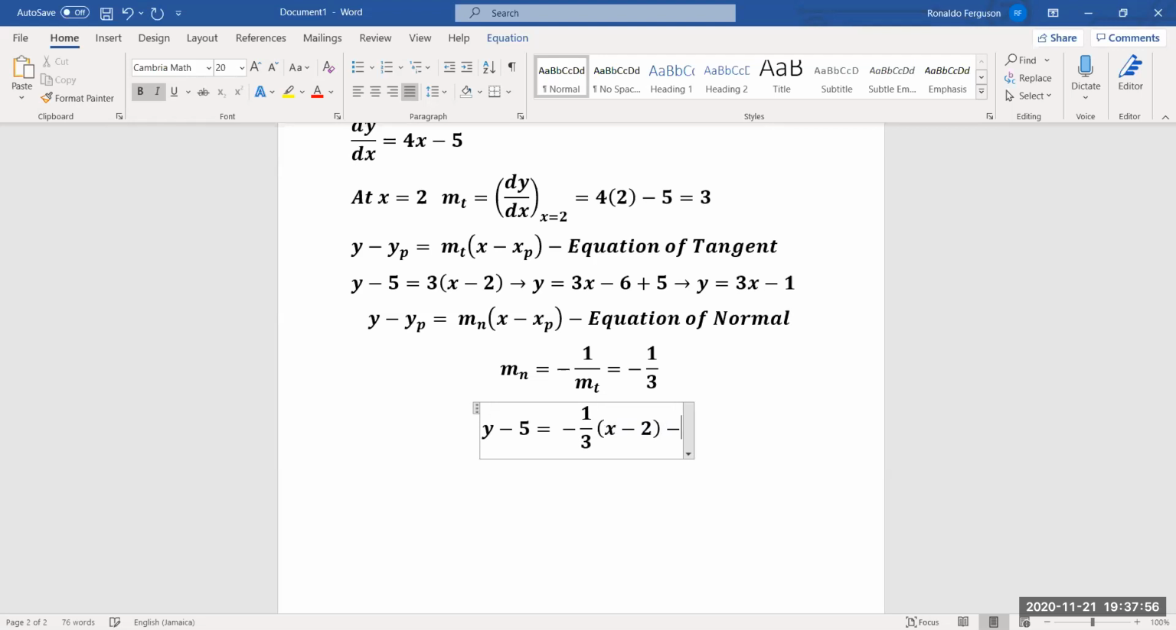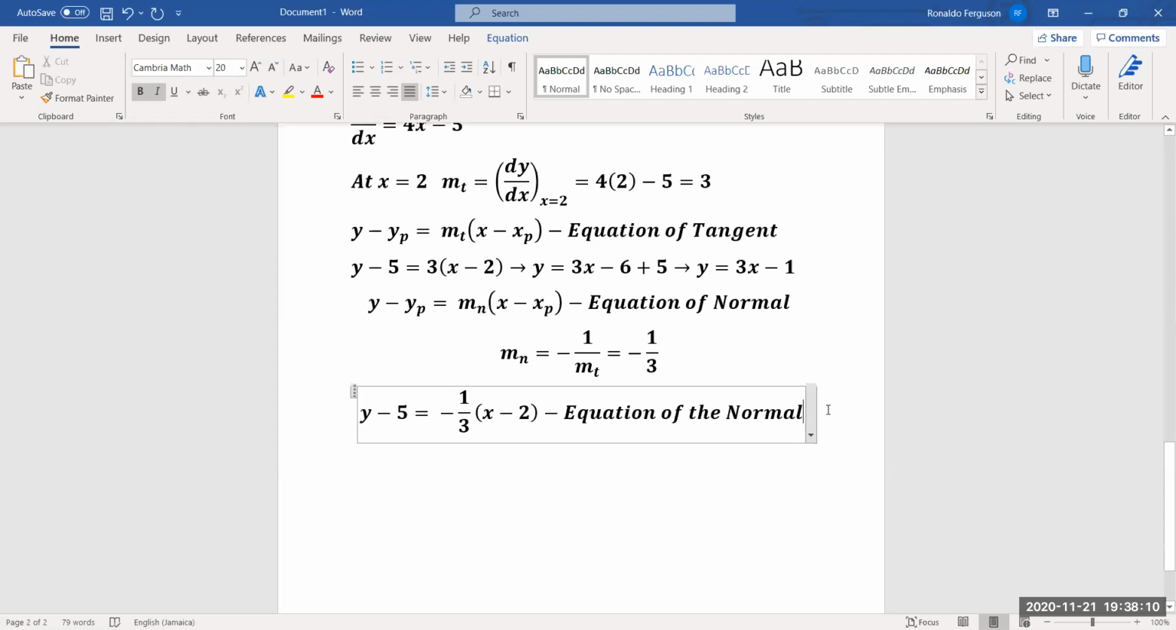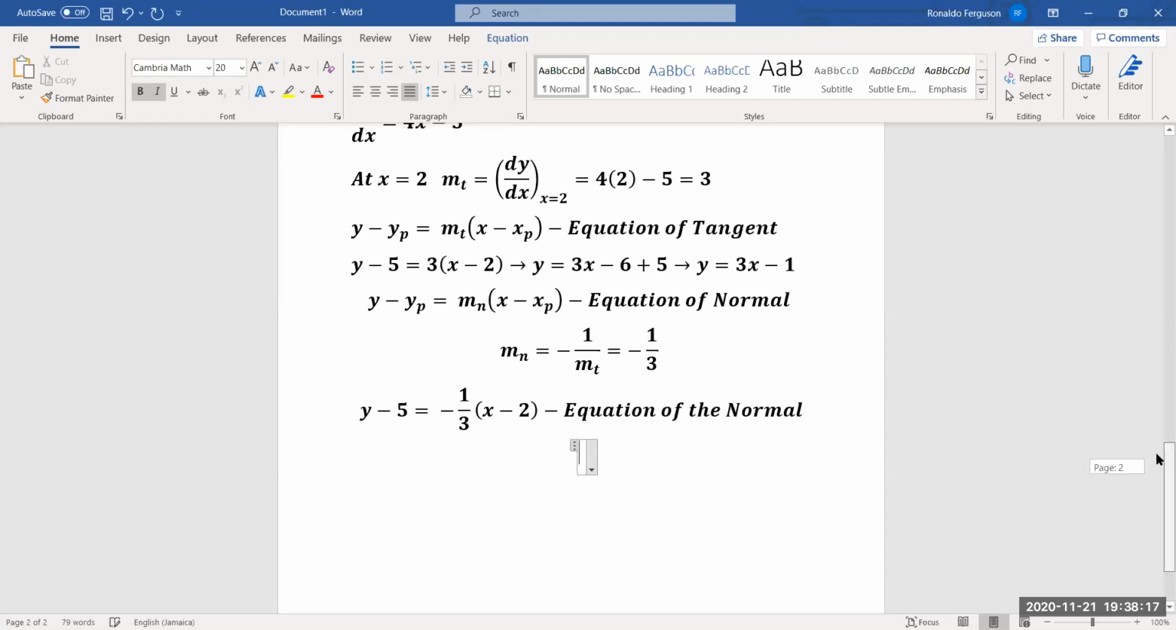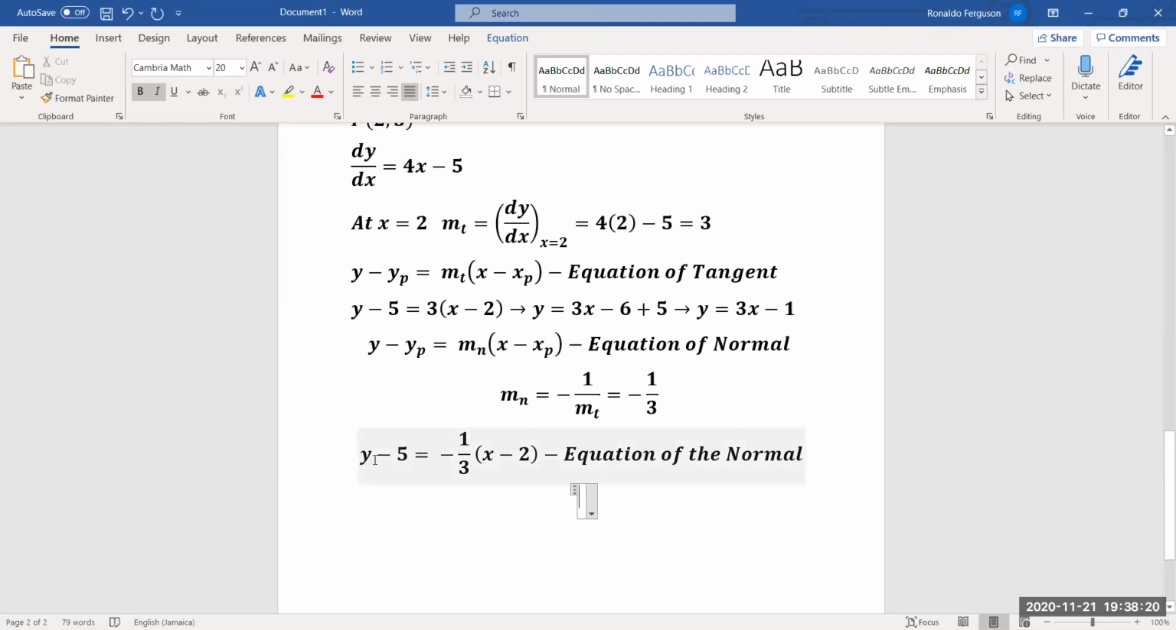All right, and then all you do is make y the subject. I can't be bothered to make y the subject, so I'll stop it here. This is the equation of the normal. You always have to make y the subject, because you want to write it in the form y equal mx plus c.